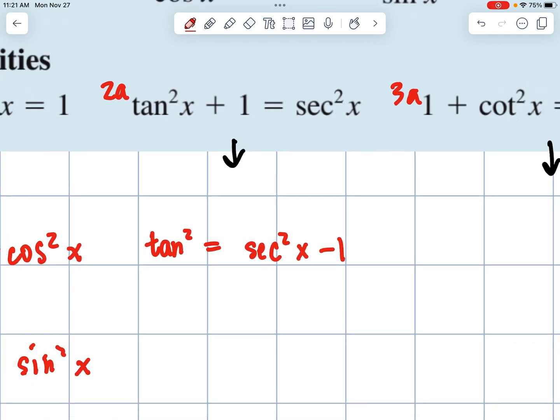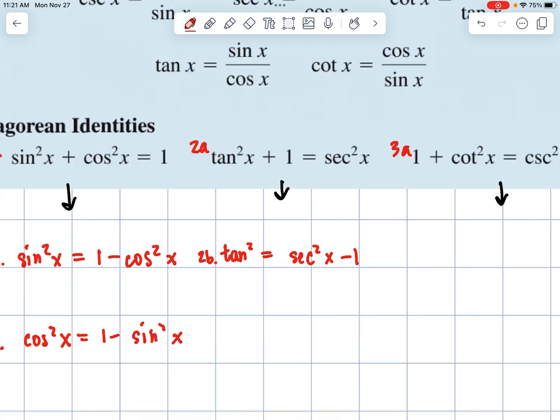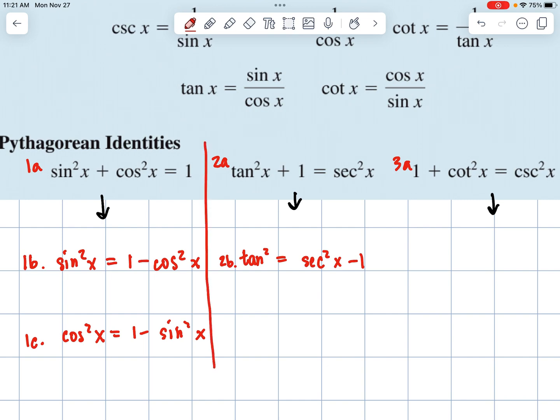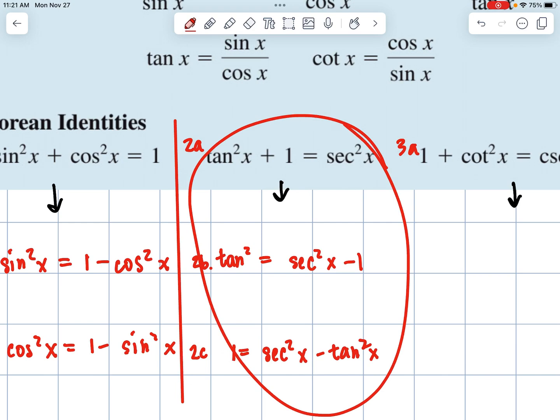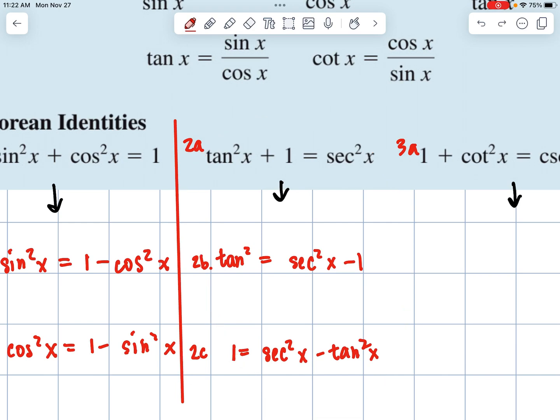Now, same thing, so this would be our 2b. Okay? So let's draw a little bit of a vertical line to separate this. And then let's go with the 2c. Because what if I wanted the 1 by itself? Well, that means I need to get rid of the tangent squared x. So we subtract it from both sides, and we get 1 is equal to secant squared x minus the tangent squared x that we subtracted from the left side. And there we have two alternates of that exact same 2a equation.